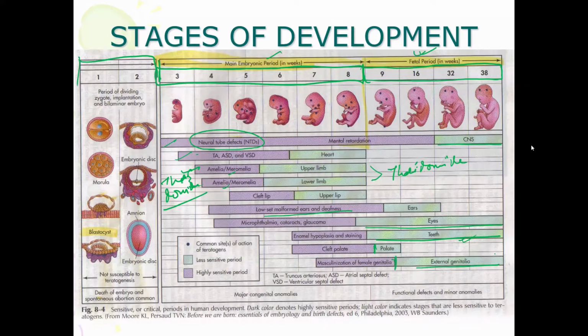So what we see, a major congenital anomaly, usually occurs during the embryonic period, but a minor defect can still occur throughout the gestation. Basically this is the take home message.